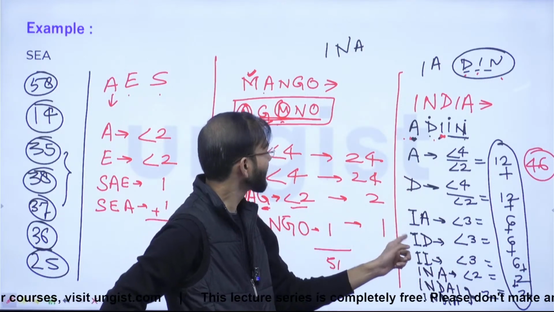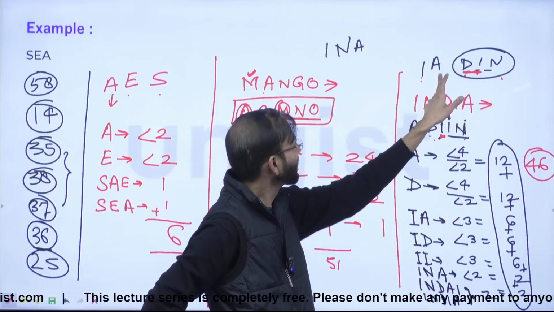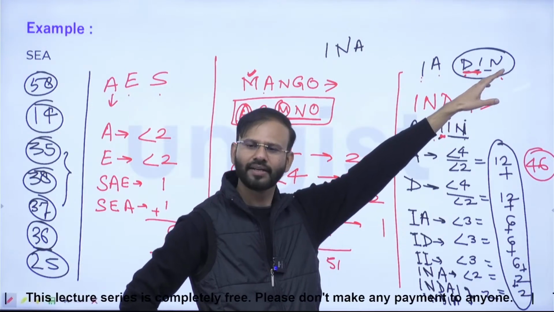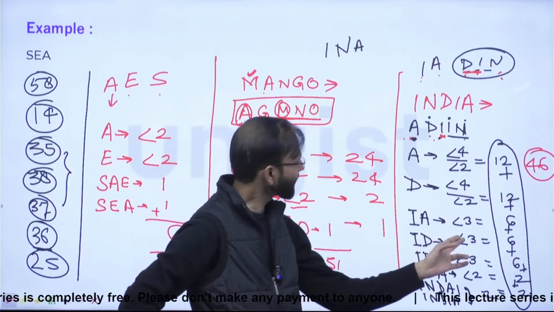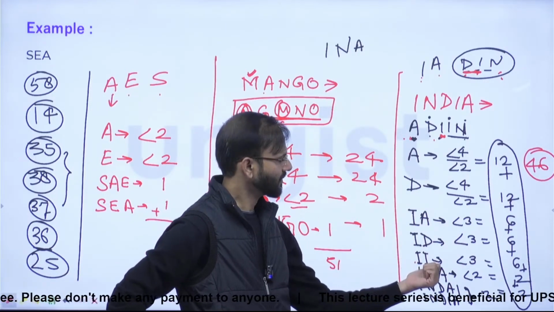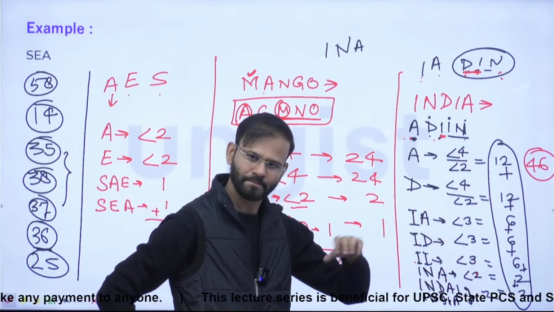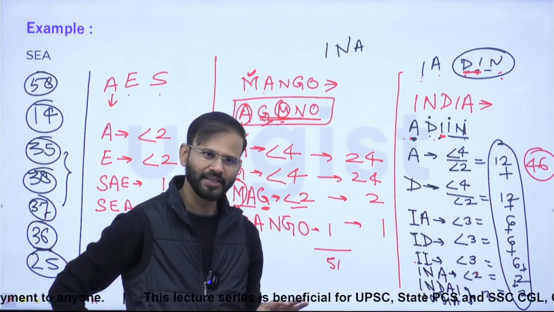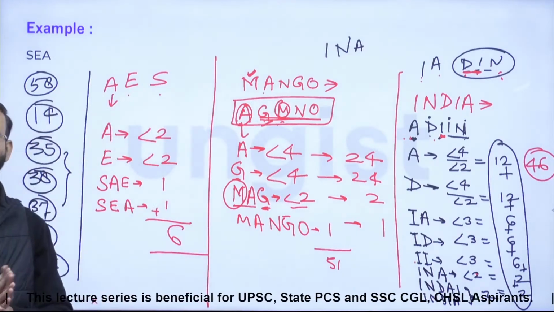Why? Because this is ID. So ID, then you are left with IA and D. Sorry, INA actually. Right? So again this is factorial 3, correct? And then it is II. Again it is factorial 3. It's clear? Okay, done guys? Yes. Anyone else? Any other doubt?